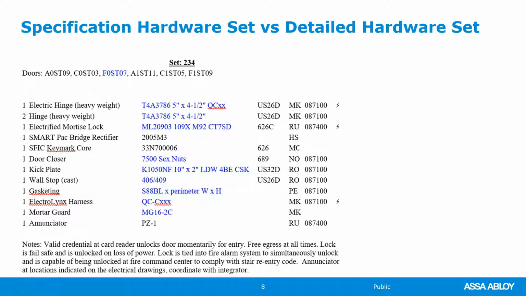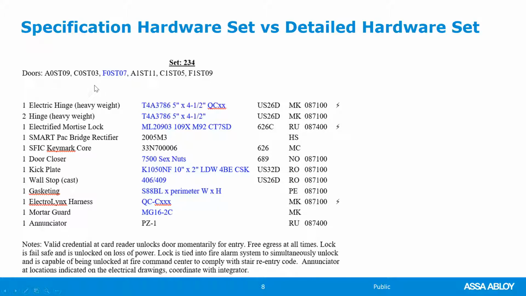The difference between a specification hardware set and a detailed hardware set. This is a specification hardware set. It has a hardware set number, and then it will list all of the doors that this hardware set applies to. It doesn't tell you the size of the door. It doesn't tell you the location or the handing of the door. It doesn't give you the degree of opening. It doesn't give you any detailed information about the door. You need to look at the door schedule to find that information.